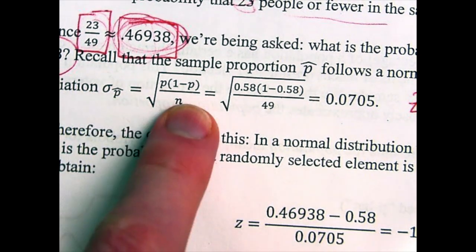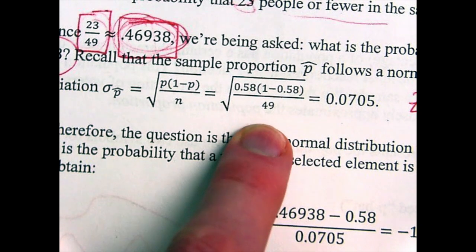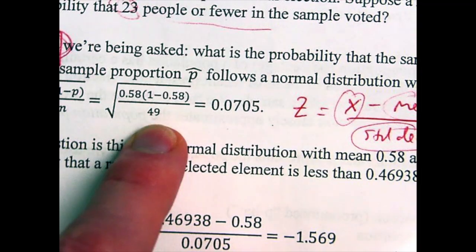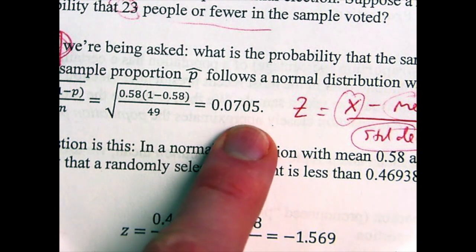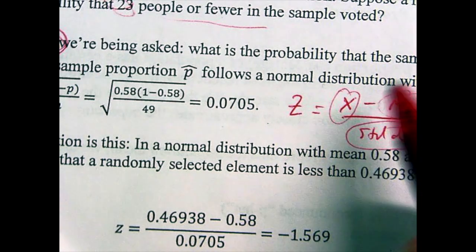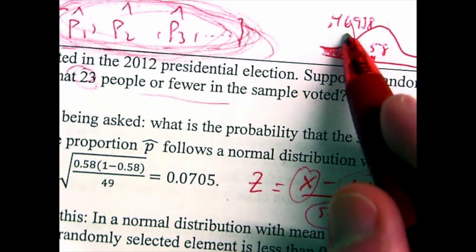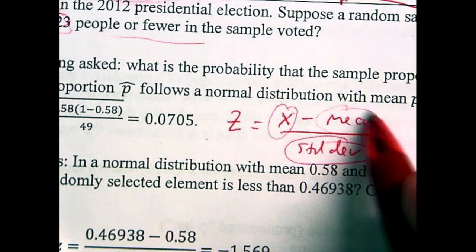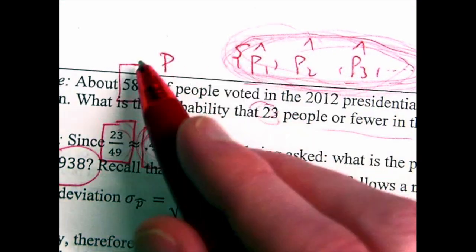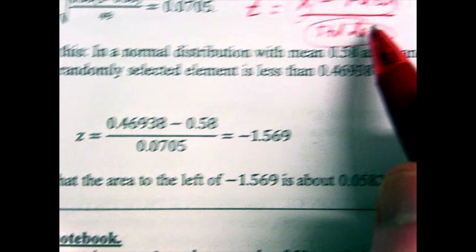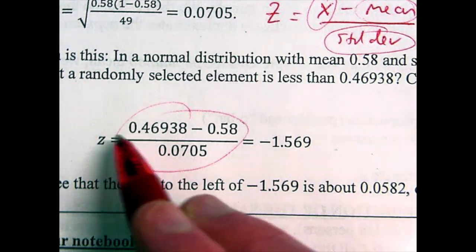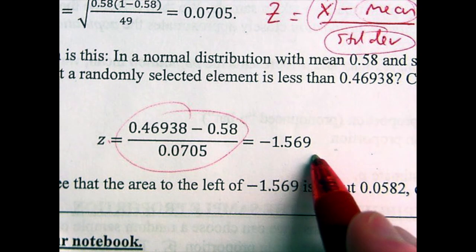Okay, here's the formula. On the worksheet, I've just plugged in the numbers, like little p is 0.58, so you plug those in, n is 49, and that works out to be 0.0705, okay? So we replace x with the 0.46938, we replace the mean with the mean of the data set we're working with, that's little p, that's 0.58, and we replace the standard deviation with 0.0705, and we get this. And we find that z is equal to negative 1.569.